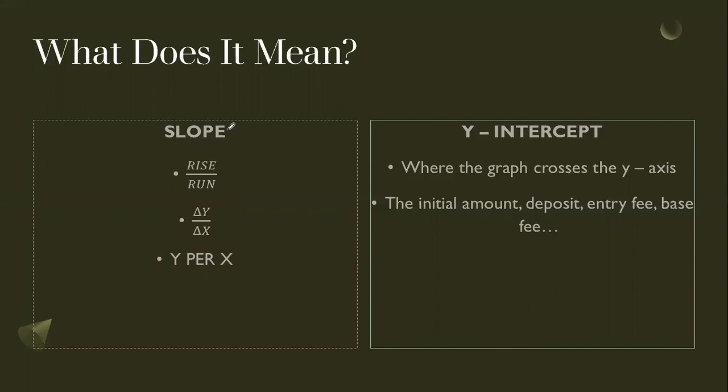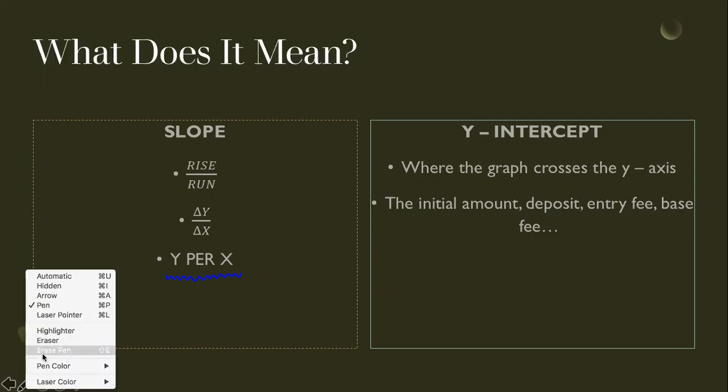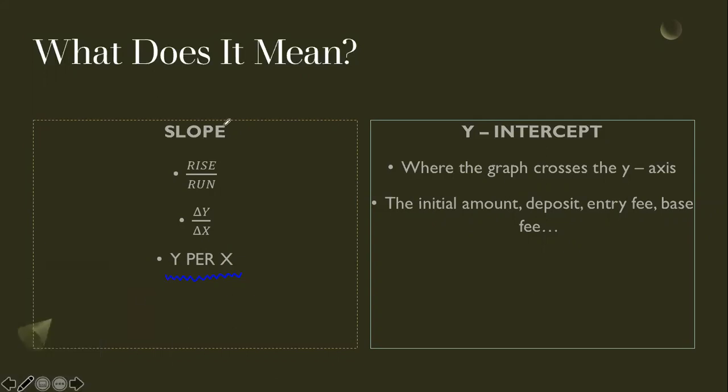So slope, what does it mean? My slope is rise over run, my change in y over change in x. In a word problem, I would word this as my y per x. So when I'm asking what the slope means, I would take what my y value means, the definition of my y, per the definition of my x.